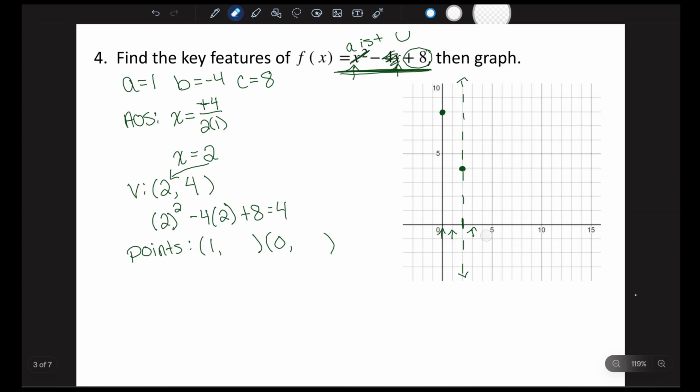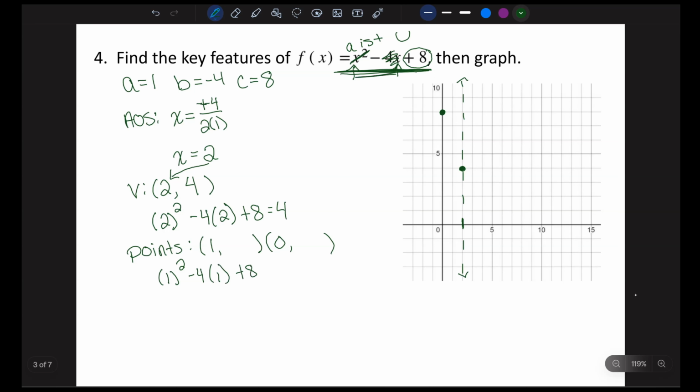So let me take off these arrows I've put on here. So to get the y values when x is 1, I'm going to plug 1 in just like I did when I plugged 2 in for the vertex. So I have 1 squared minus 4 times 1 plus 8.